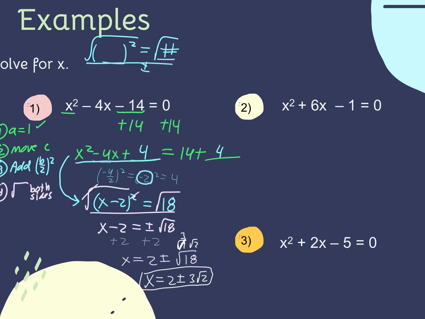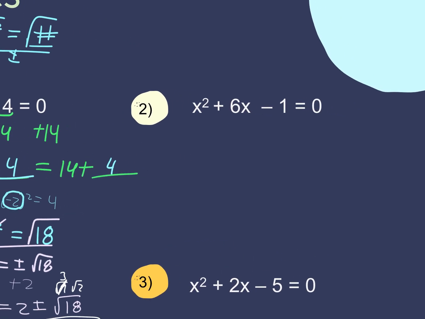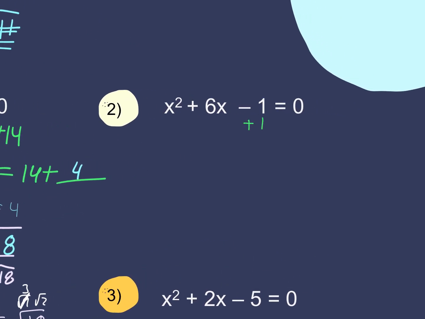All right, what was the next thing that we did? You're looking at our previous problem, right? What did we do next? Move the c. Okay, good, right? So I'm going to move that c term, and I can add a 1 on both sides. So then I get x squared plus 6x, I'm going to add my little space, equals 1, and I'm going to add my little space.